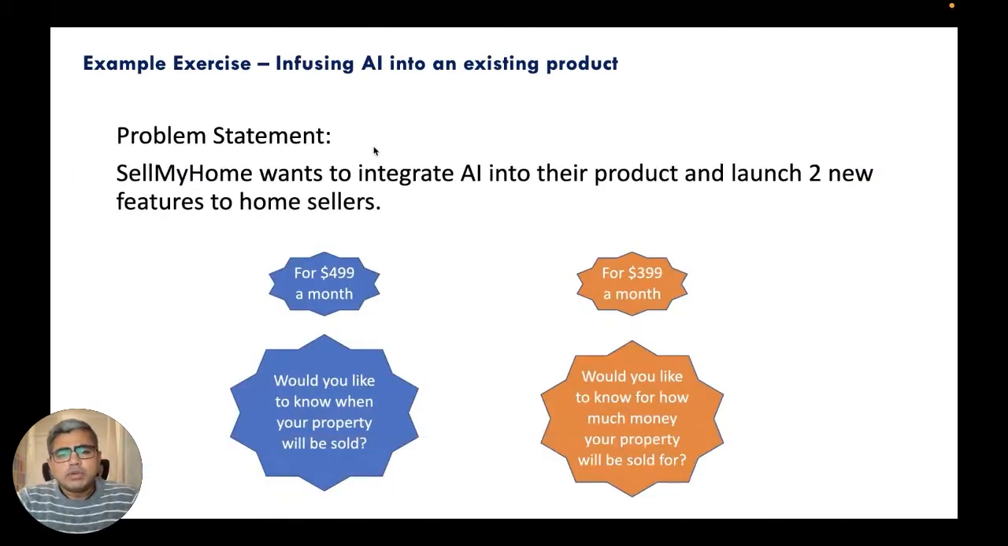So for Robin, we want to provide 2 features, say. For $4.99 a month, the moment you start listing, would you like to know when your property will be sold? And for an additional $3.99 a month, would you like to know how much money your property will be sold for? Because that's what sellers are looking for. How much will I get for the money? How long can I wait for it?